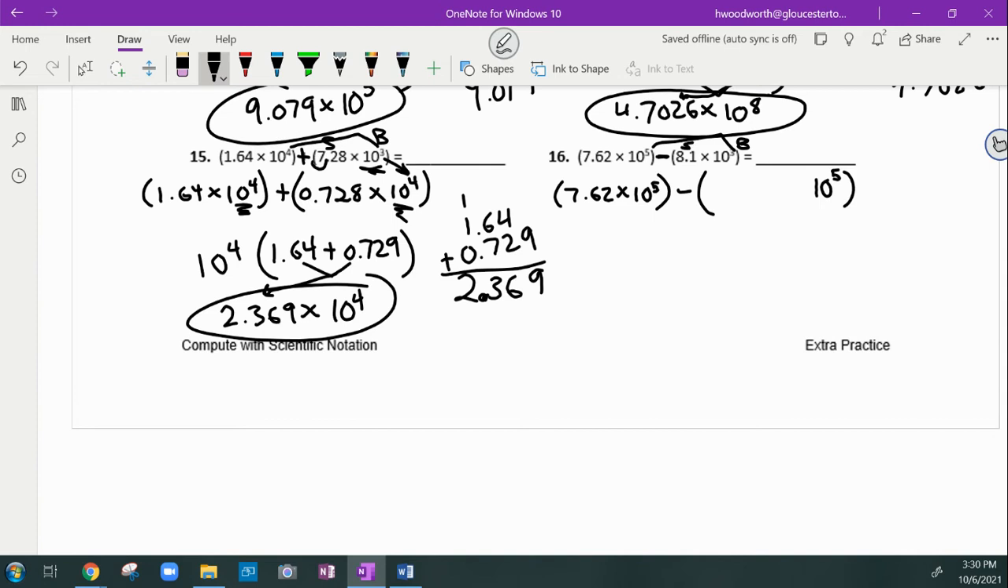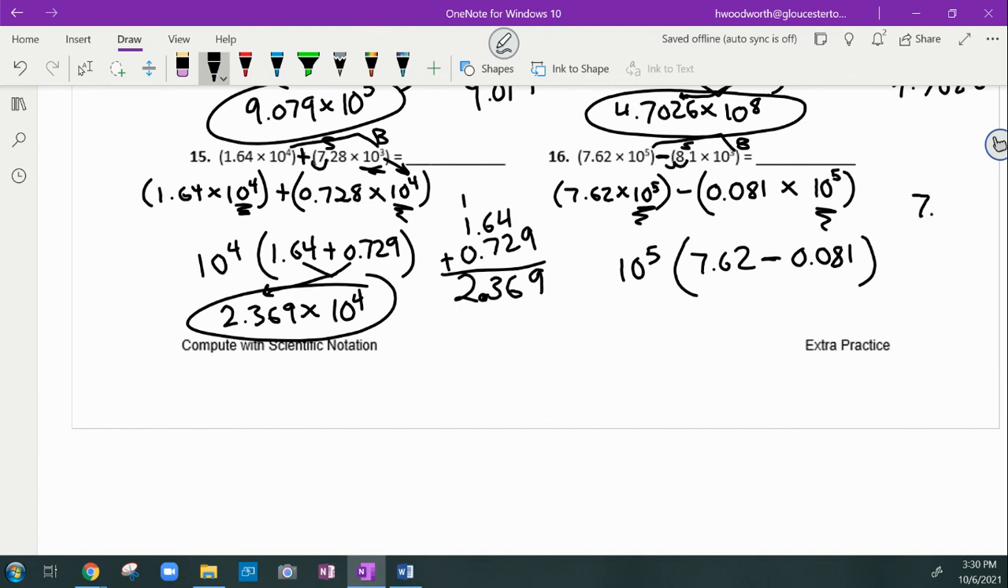Got to shrink it or make it smaller by 2, 1, 2. So that's going to be 0.081. And now I use distributive property to take out the common factor. I get 10 to the fifth as my common factor. What's left? Subtraction problem of 7.62 minus 0.081.